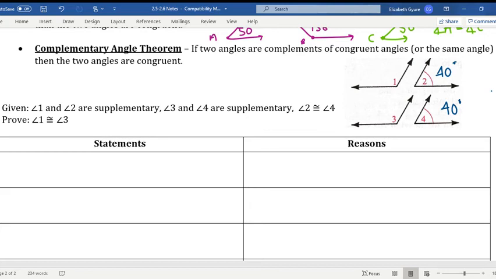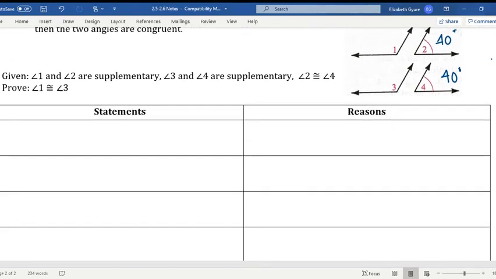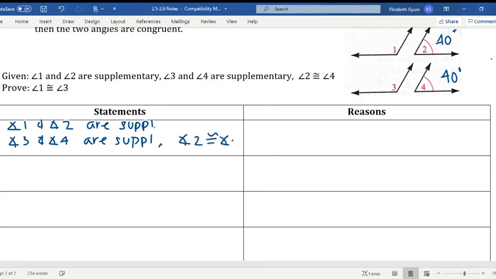Okay. So let's first put in our statement. Our first statement is our given. So angle 1 and angle 2 are supplementary, and I am going to abbreviate this because writing in this little tiny box is hard when you're writing with a stylus. And then angle 3 and angle 4 are supplementary. And we're given angle 2 is congruent to angle 4. That is given to us. We want to prove that angle 1 is congruent to angle 3.